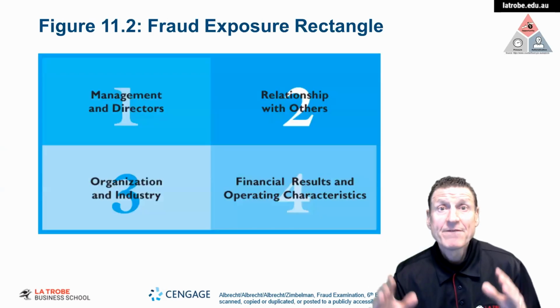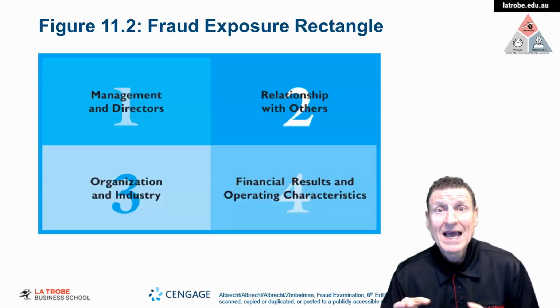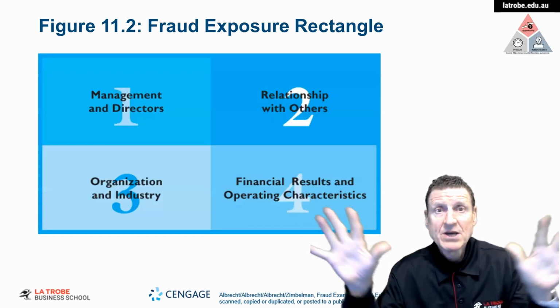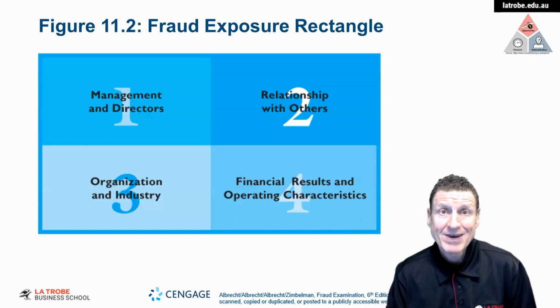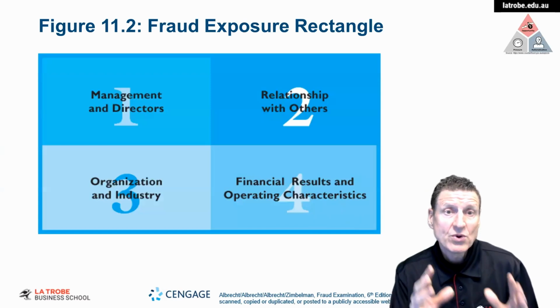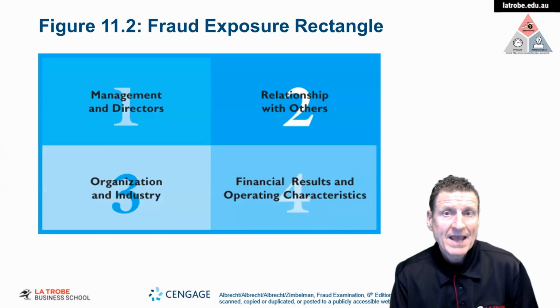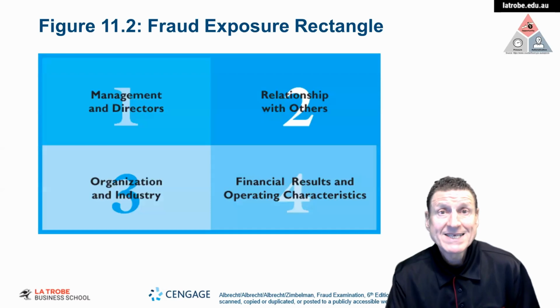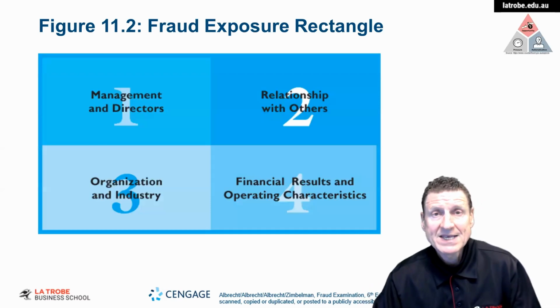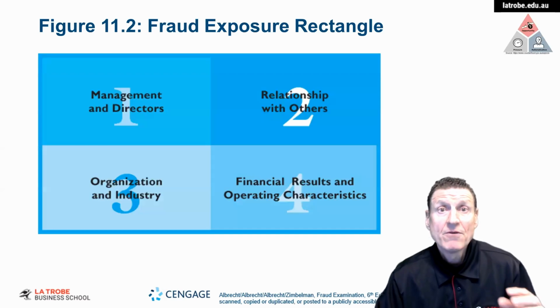Let's go to the fraud exposure rectangle and finish this part. As you can see, the fraud exposure rectangle has 4 parts. And as you can imagine, each of those parts breaks off into many smaller parts. There's the management and directors. There is the relationship with others. There's the organization and industry. And finally, the financial results and operating characteristics. These are all areas in which you can investigate as a fraud investigator to look for red flags in financial statement fraud.